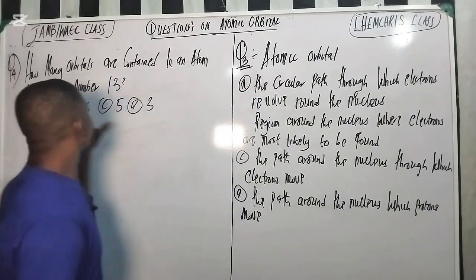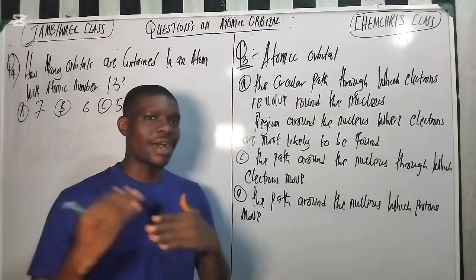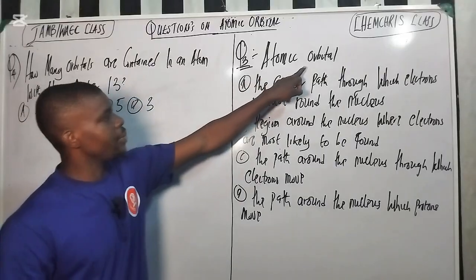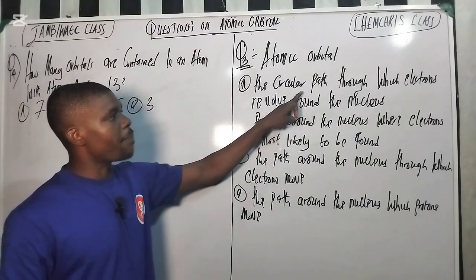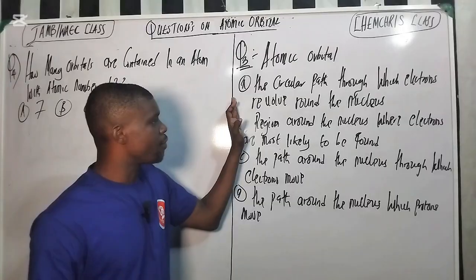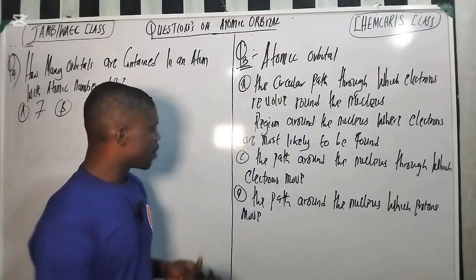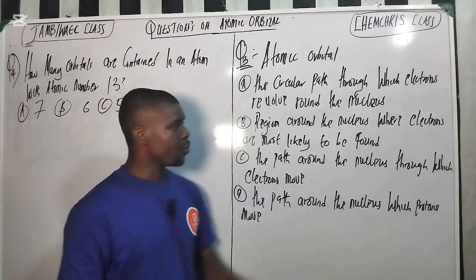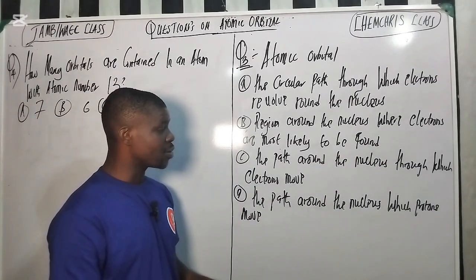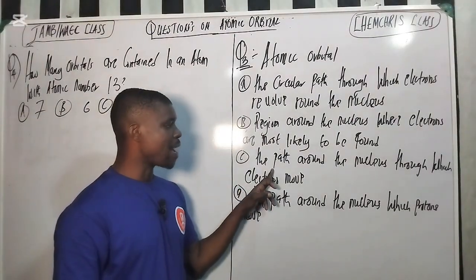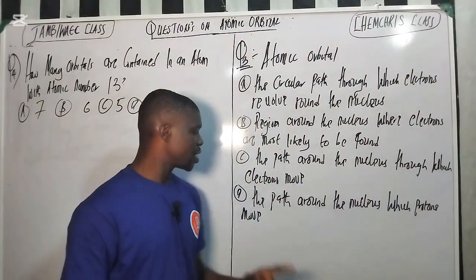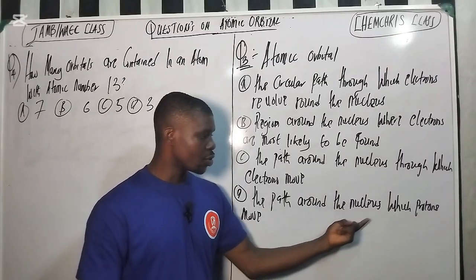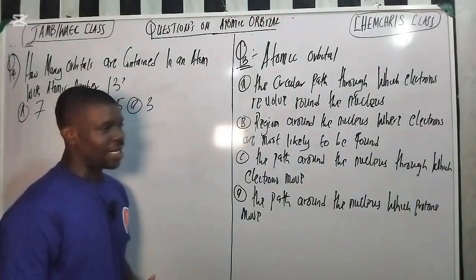Our question 3 and question 4 are quite confusing, so please pay close attention. Atomic orbital. A. The circular path through which electrons revolve around the nucleus. B. Region around the nucleus where electrons are most likely to be found. C. The path around the nucleus through which electrons move. D. The path around the nucleus which protons move. Now, let me explain.